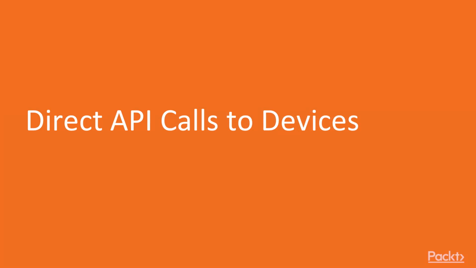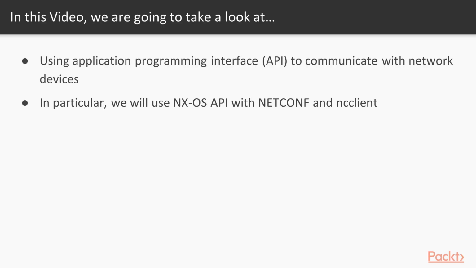Hi, in this video, we're going to look at direct API calls to devices. So we're going to use application programming interface, in short API, to communicate with the network devices that support it. For example, the old, traditional IOS devices do not support an API interface, and so it's out of the question.